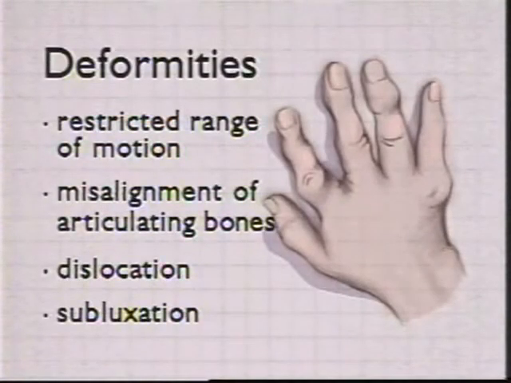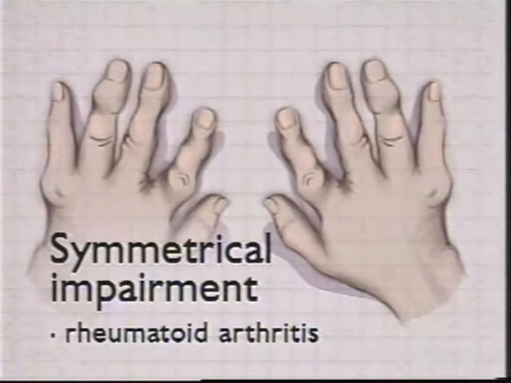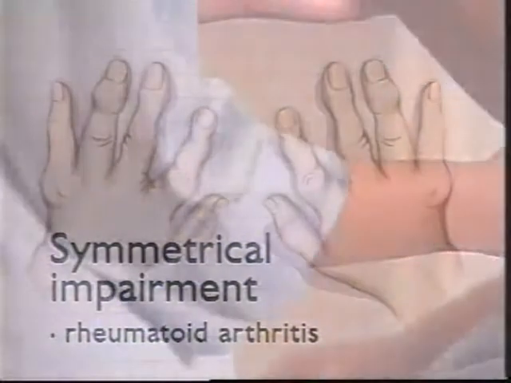Deformities may be produced by restricted range of motion, misalignment of articulating bones, dislocation, which is a complete loss of contact between two surfaces, or subluxation, which is a partial loss of contact. Symmetrical impairment typically is associated with a disorder, such as rheumatoid arthritis.